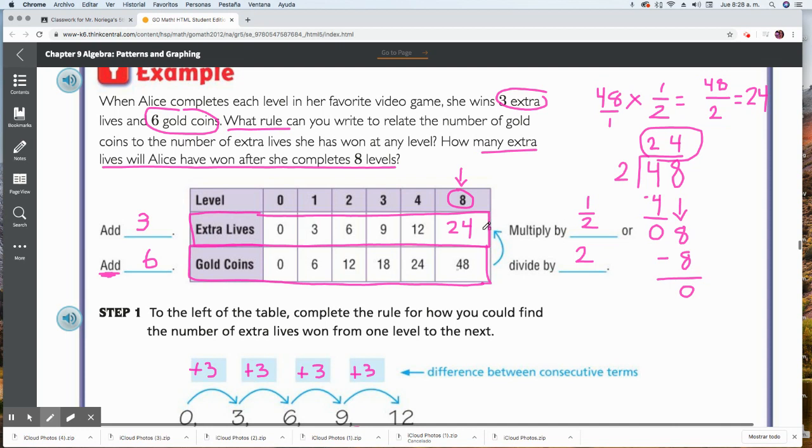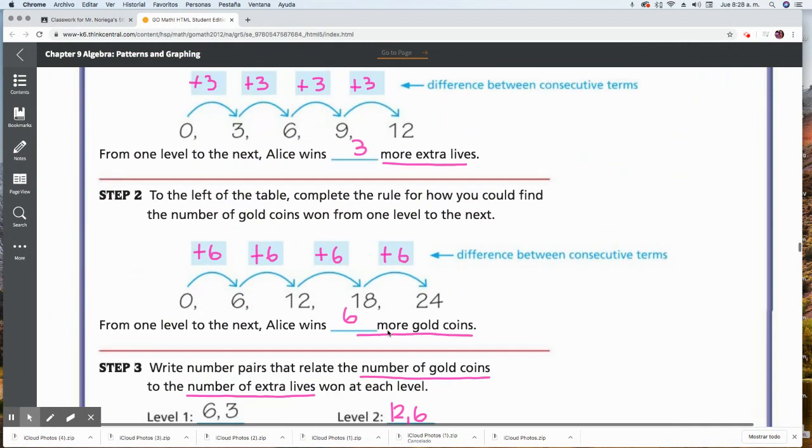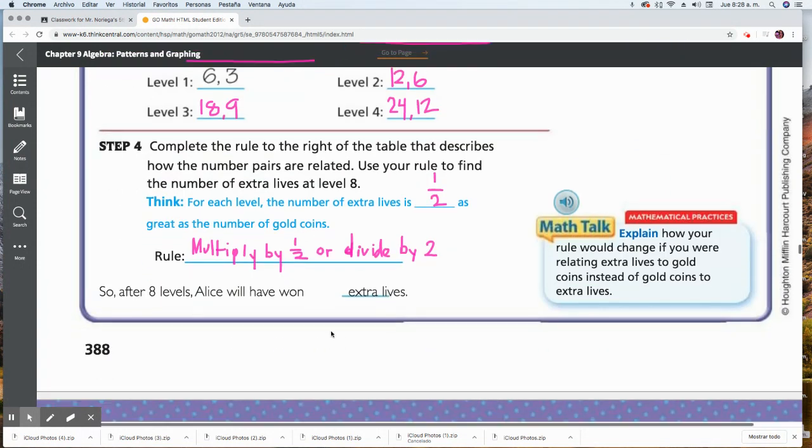So I can either multiply 48 by 1/2 or divide 48 by 2 to find what the number is at level 8. So that is the answer, 24 lives. Let me go ahead and write the answer. After 8 levels, Alice has won 24 extra lives. Okay, that's it. All right, I'm going to record the next page in another video.